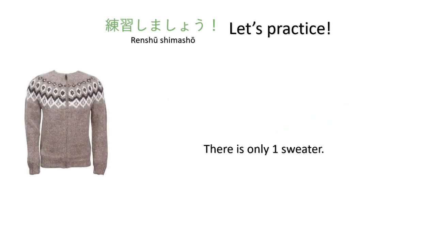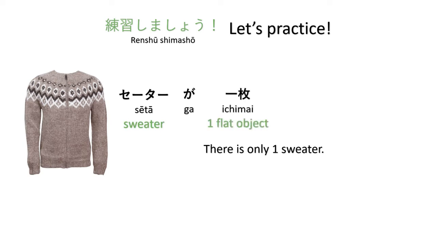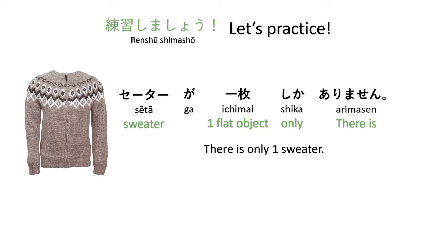There is only one sweater. So we have セーターが1枚しかありません. So we have the counter 枚 for flat objects like sweater. セーターが1枚しかありません. And ありません because we use しか.